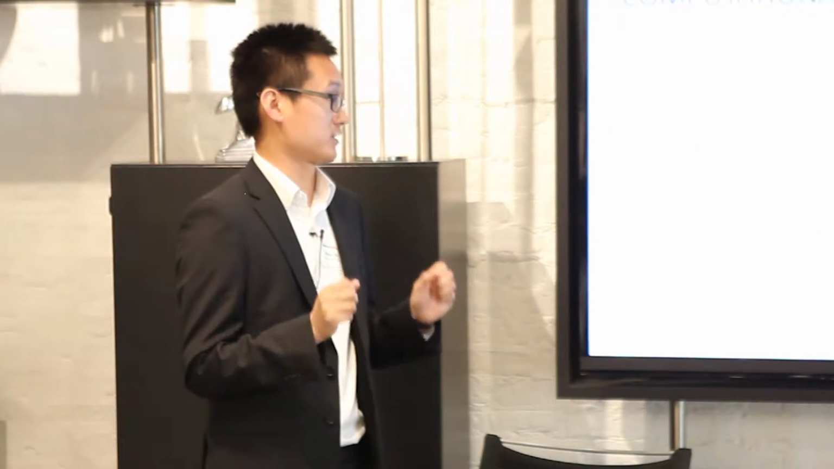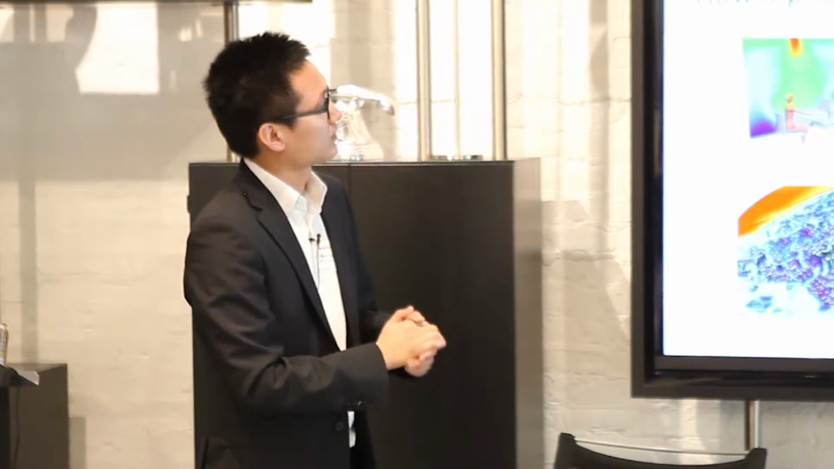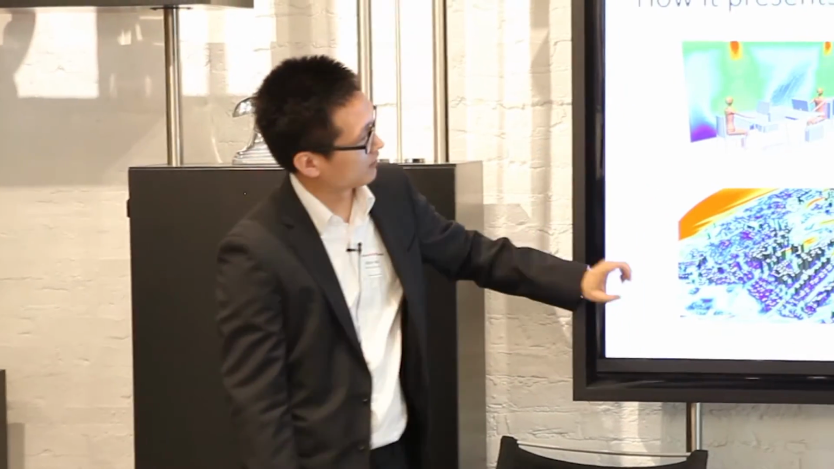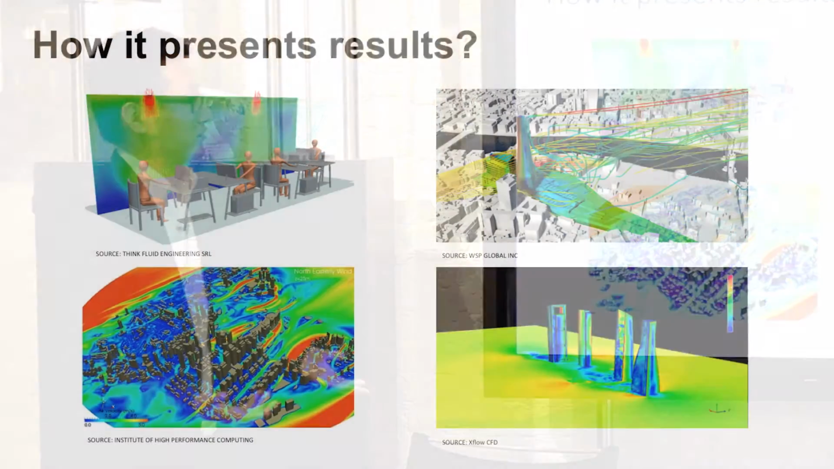So I want to introduce a method. It's not a new method, but it's called computational fluid dynamics. The computer is going to take all these equations and calculate them for you. The problem is going to be solved, and it presents you the result pretty well. In the next slides, that's how this method presents results. As you can see, no matter if it's inside or outside, for example, inside, and the other is outside. So with this method, you can understand why Chicago is so windy.